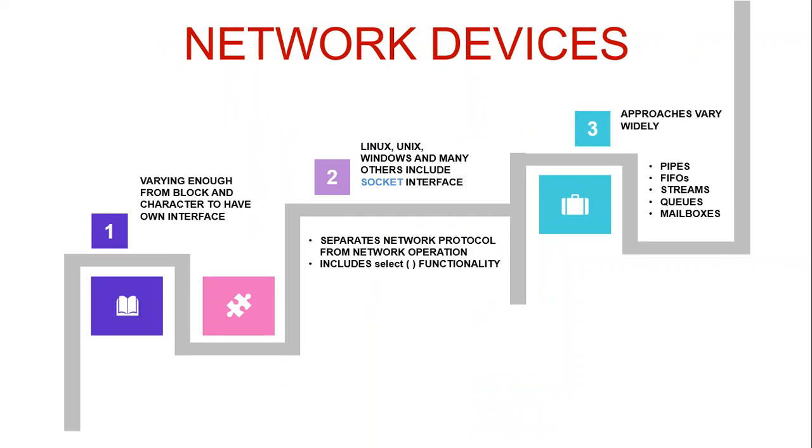Network devices are quite different from block and character devices. They mainly include a software interface, which separates network protocol from network operation. This also includes select functionality. The approaches in network devices vary widely from block and character devices, like pipes, FIFOs, streams, and queues.